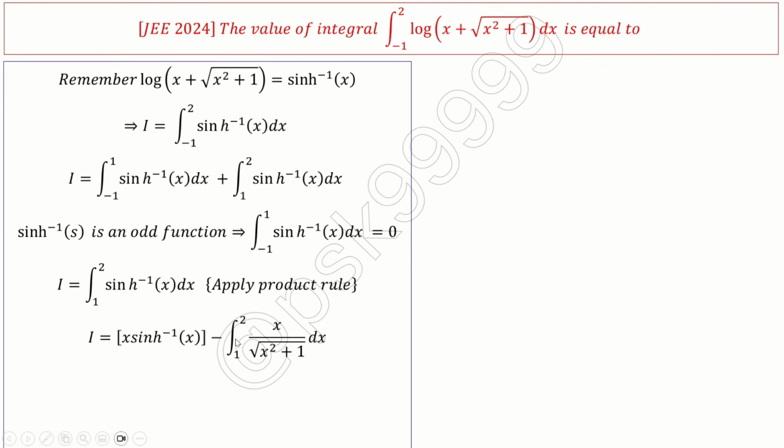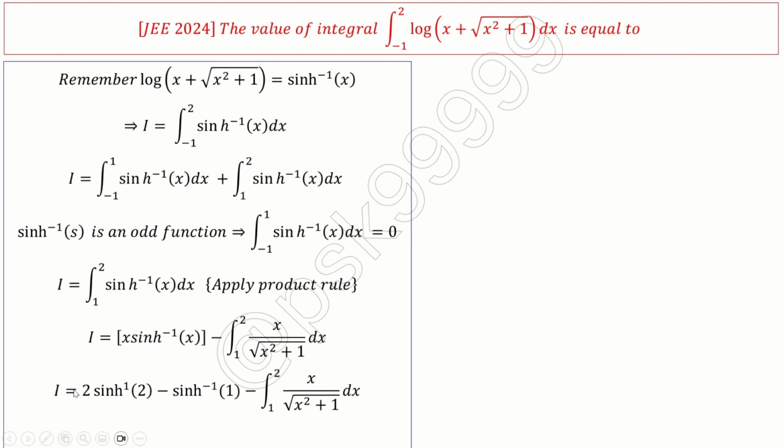Now you apply the product rule. This is my f of x, so g of x is 1. The integration of g of x, that is the integration of 1, is x into sine hyperbolic inverse of x, minus integration from 1 to 2 of the differentiation of sine hyperbolic inverse, which is 1 by square root of x square plus 1, into the integration of 1, which is x, dx. Now you apply limits to this one.